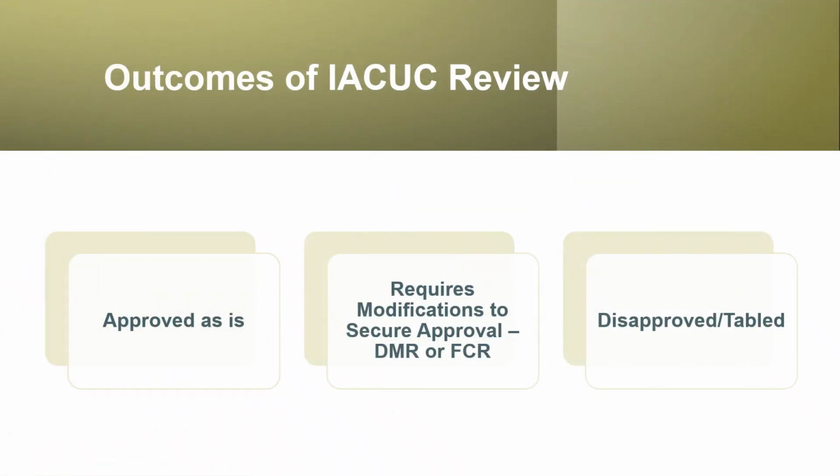Following IACUC review, protocols may receive one of several determinations. If a protocol is approved as submitted, the IACUC system automatically notifies the principal investigator, and the approval is valid for 3 years, contingent upon successful annual renewals.